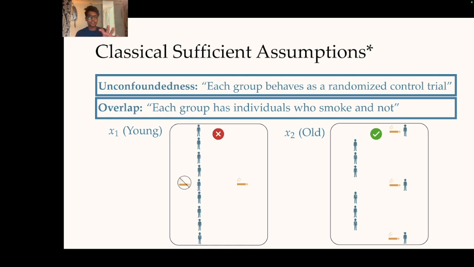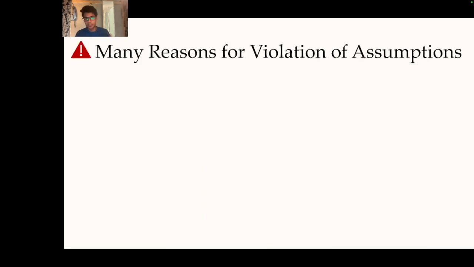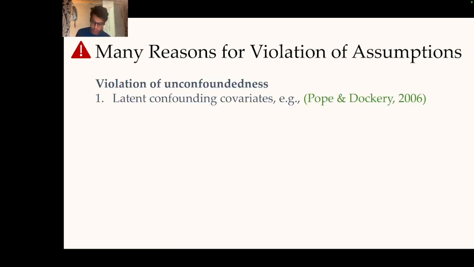So for instance, here the group of young people violate the overlap assumption because there is no young individual who smokes, whereas the group of old individuals satisfy the overlap assumption because we have both old people that smoke as well as old people who do not smoke. The issue with these assumptions, of course, is that they're very easily violated in practice. So let's see one example of this with unconfoundedness.